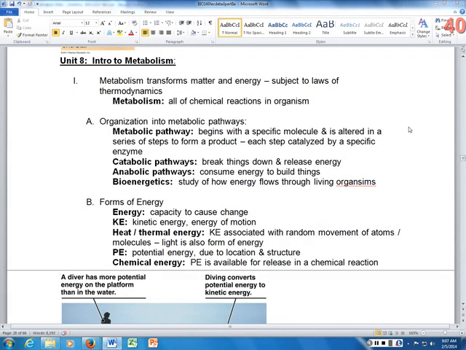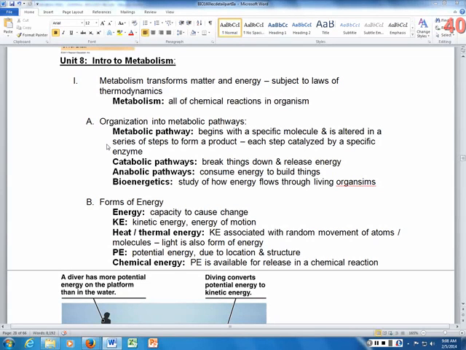So metabolism is how you transfer energy and matter, and it's subject to the laws of thermodynamics. Metabolism is basically just a chemical reaction that occurs in a living organism. It's just chemistry in something that's alive. And we organize things into metabolic pathways. These are reactions that begin with a specific molecule, go through a series of steps and end up as something else at the end. And each step is catalyzed by a specific enzyme along the way. And that's what we'll be doing in 9 and 10, looking at these pathways.